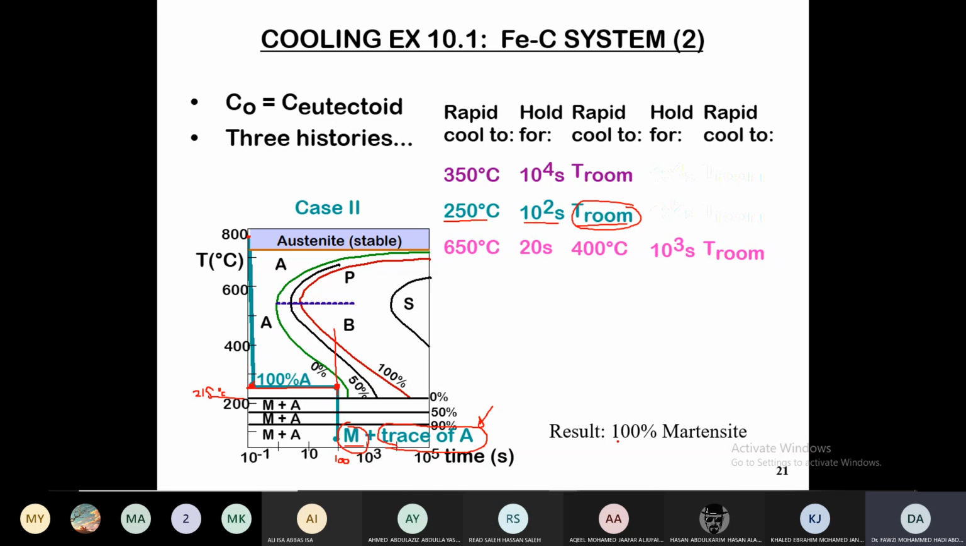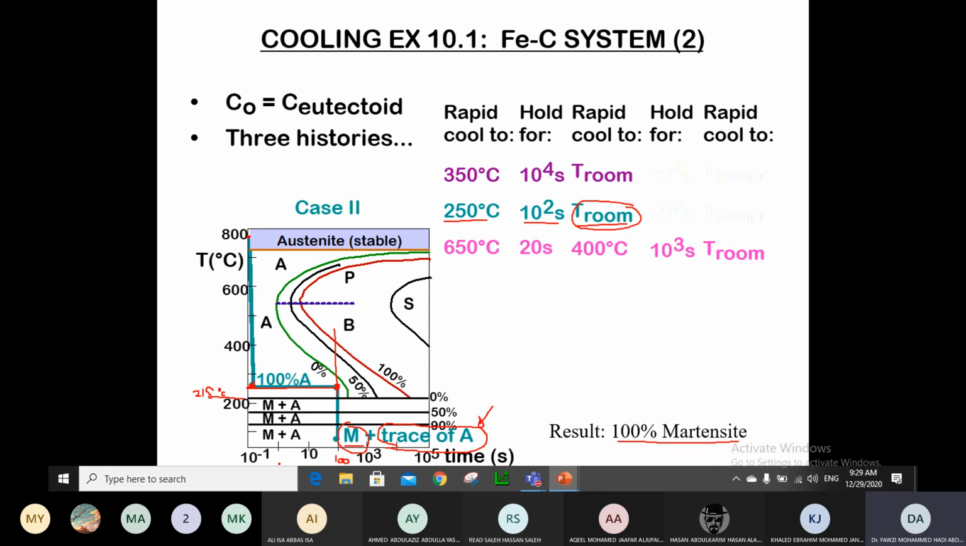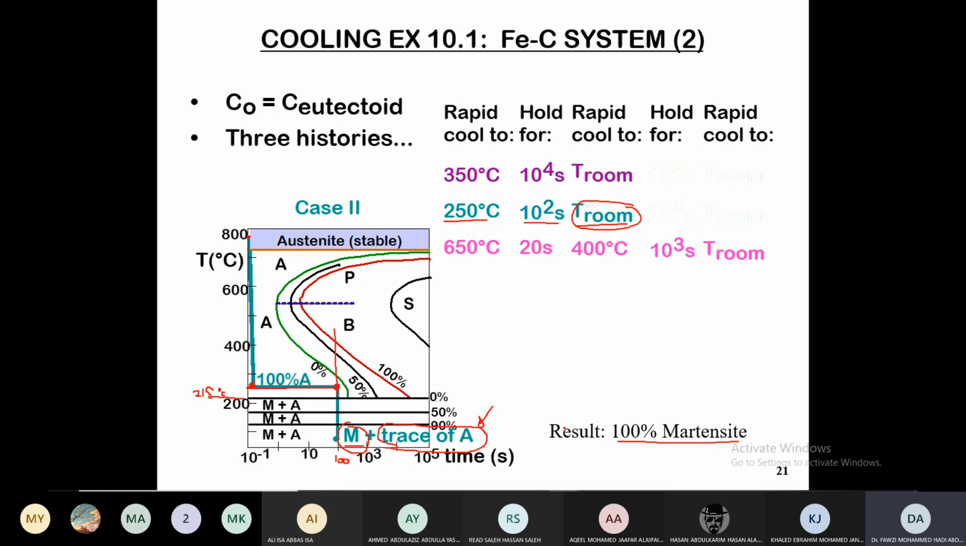But if you want nearly 100% martensite, you go with high carbon content, and we quench to room temperature normally very fast. We get nearly 100% martensite. Okay, but there will always be traces of retained austenite there as well. Retained, meaning kept austenite, which gets trapped and does not transform.